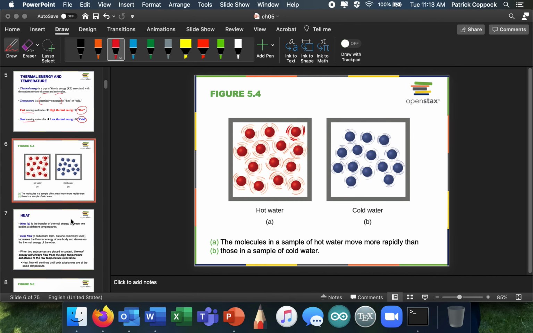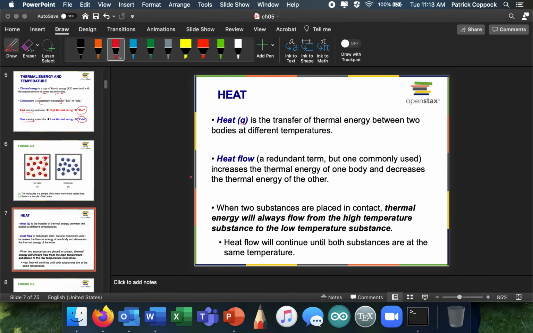All right. So heat now. Here's another term which we're going to use in a technical sense. This is a Q. You can't see it because this is a Q. So the symbol we're going to use for heat is going to be a Q, and heat is the transfer of thermal energy between two bodies at different temperatures. Heat flow, actually heat is a flow, right? Because that's the transfer of heat. So heat flow, it's a redundant term, it increases the thermal energy of the colder body at the expense of the thermal energy of the other body.